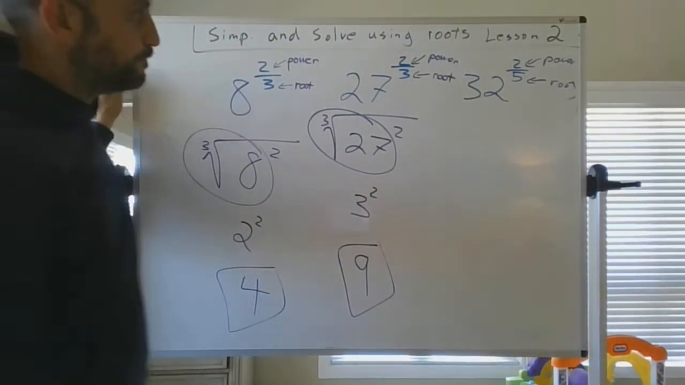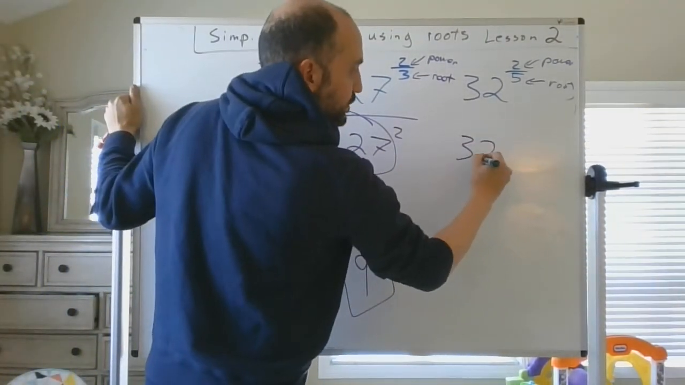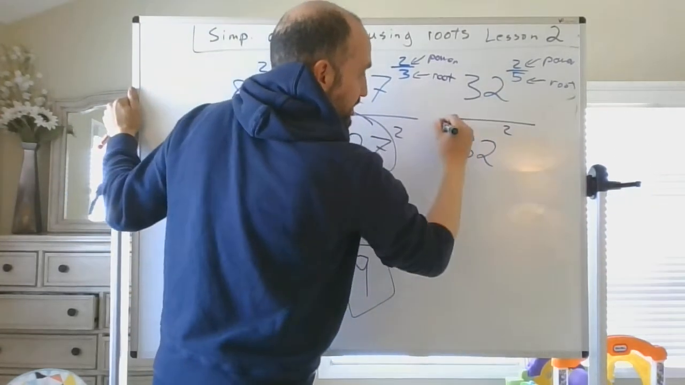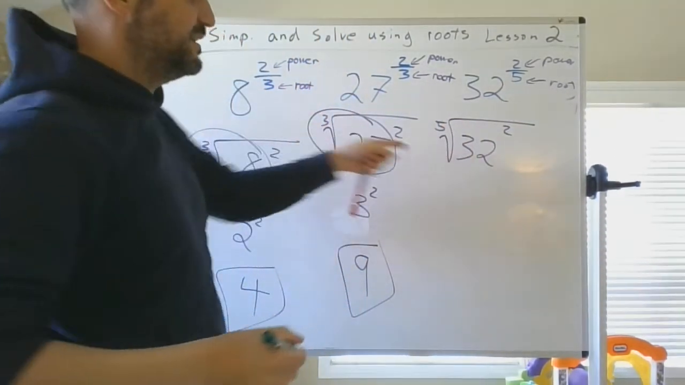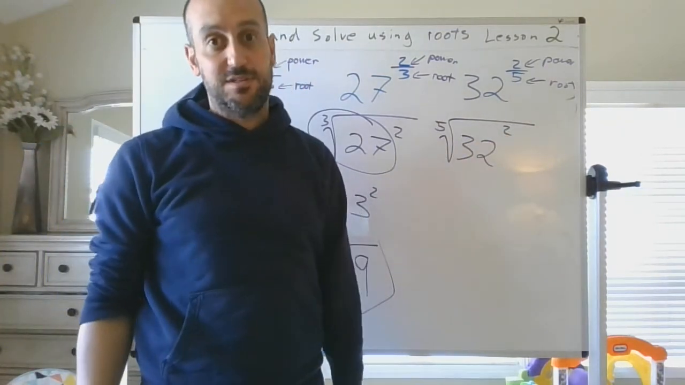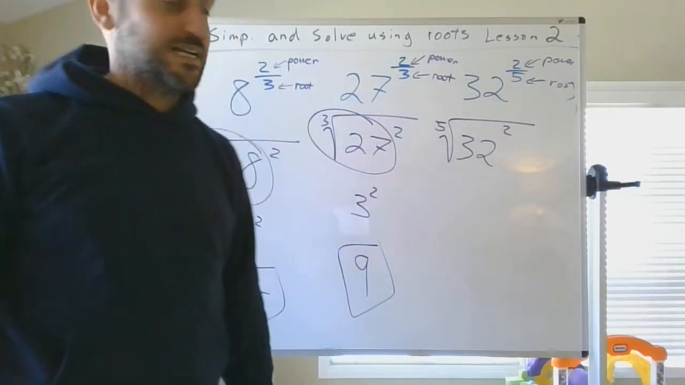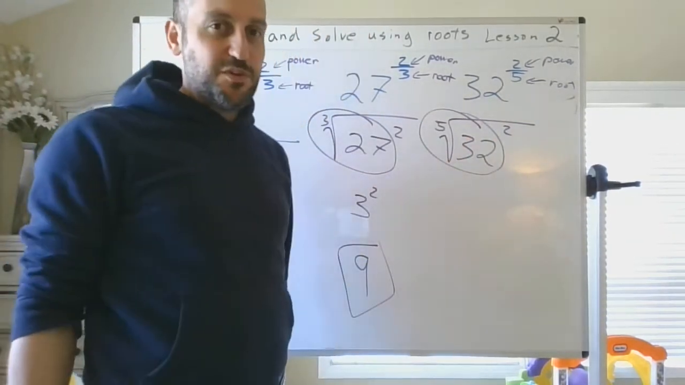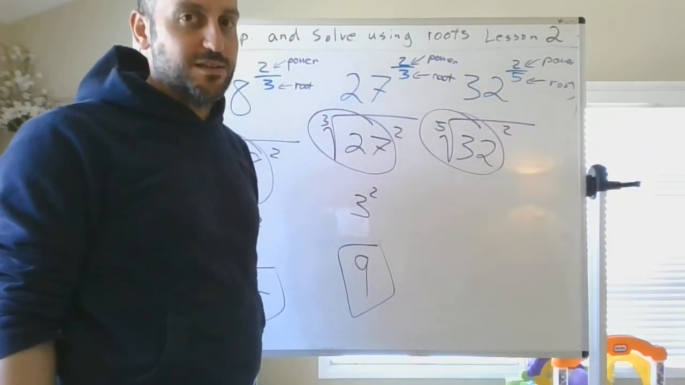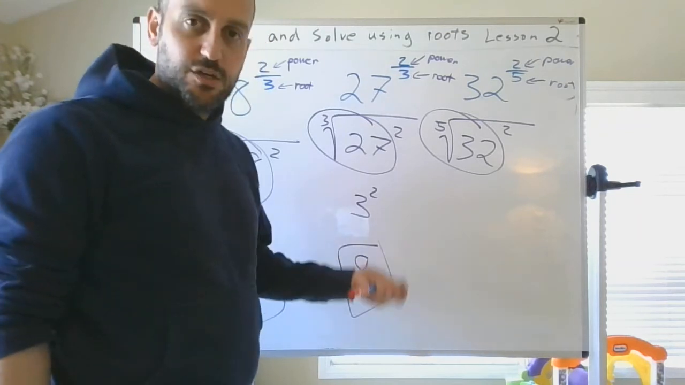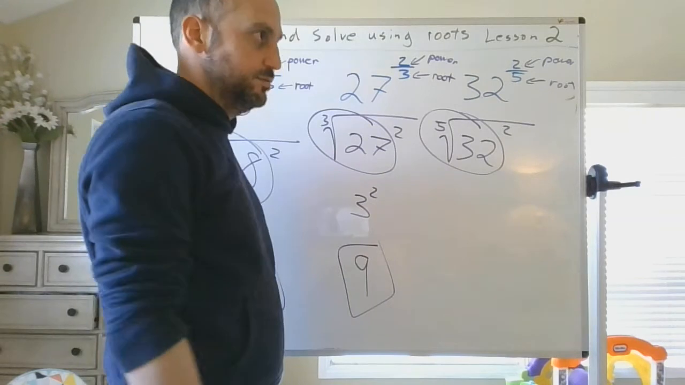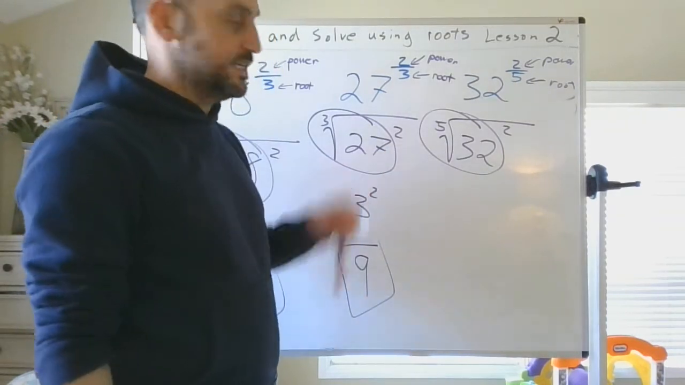Done. Same thing here. 32 to the power of 2, and we're going to do the 5th root this time. Again, I am not about to do 32 to the power of 2. 32 times 32? No, that's not going to be fun. I'm instead going to do the 5th root of 32. Now, the 5th root of 32, it's got to be a really small number. I just kind of know by doing this a few times, that's going to be 2. Because 2 times 2 times 2 times 2 times 2 is going to give us 32.